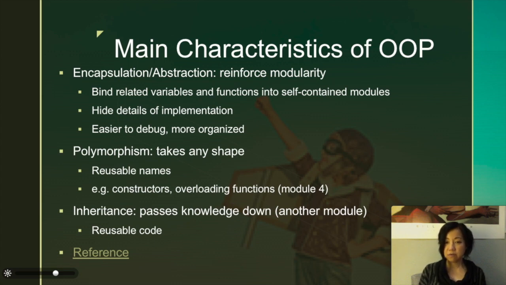So the second characteristic of OOP is polymorphism. It can take any shape. And you've seen that when we are using names. For example, in the constructor, right? We use the class name as the name of the constructors. And they all have the same name, but they have different numbers of parameters.